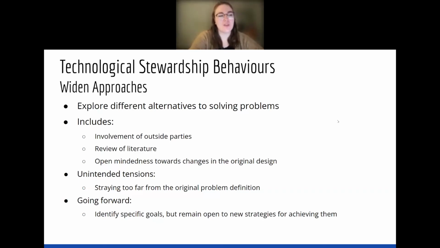Throughout the design process, the group sought to widen our approaches through the exploration of different alternative solutions that may have contributed in completing the project. This included the consultation of outside parties such as Newfoundland Power and extensive literature review. During this time, we also remained open to changes in the original design that would help to improve the overall innovation and efficiency of the project. However, this way of thinking also developed the unintended tension of straying away from the original problem in an attempt to be more innovative. Going forward, the group is committed to identifying specific project goals while remaining open to new strategies for achieving them.